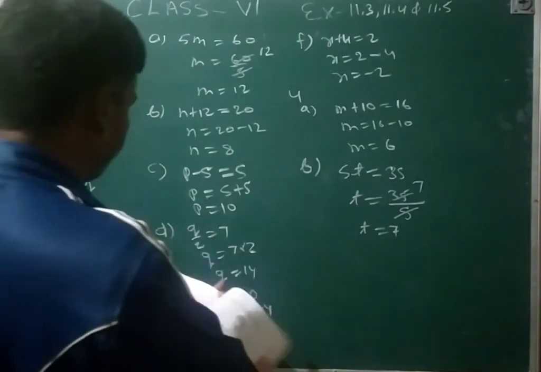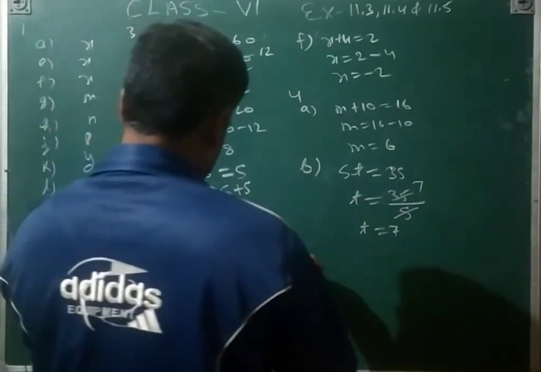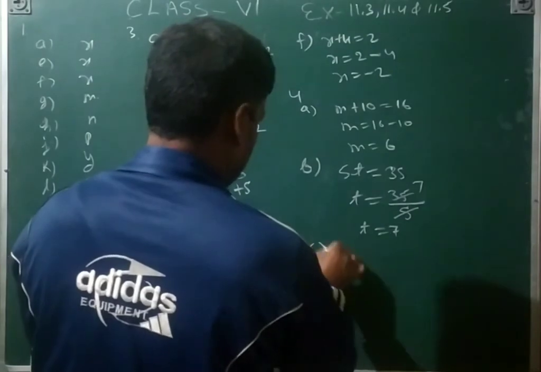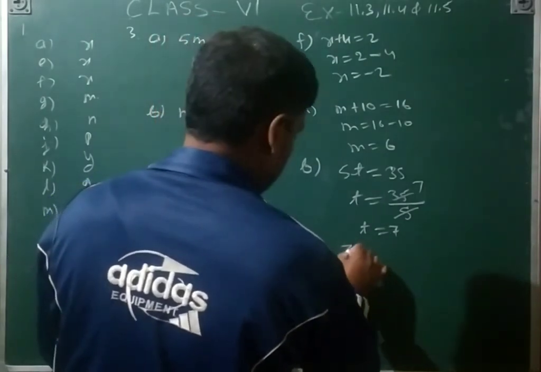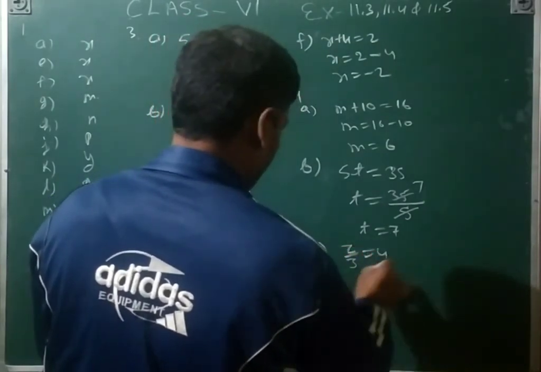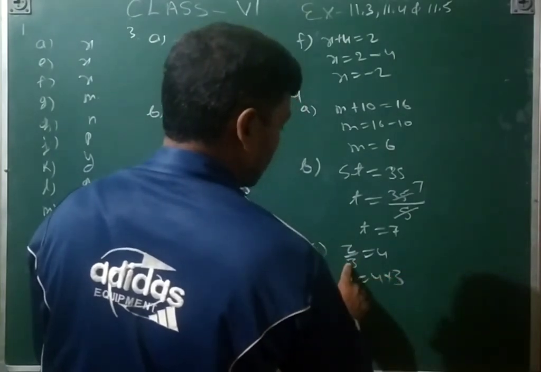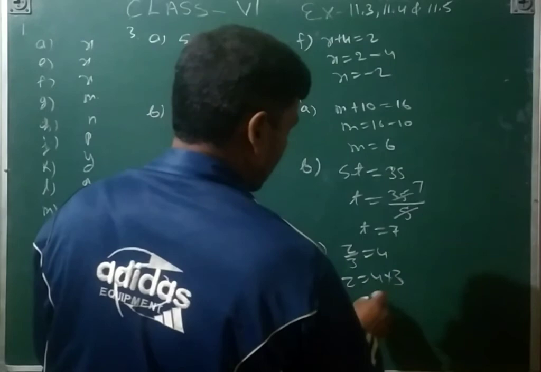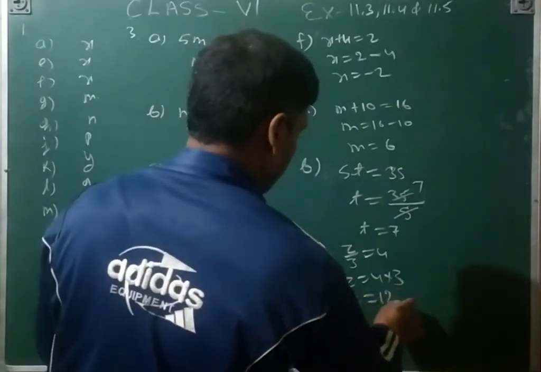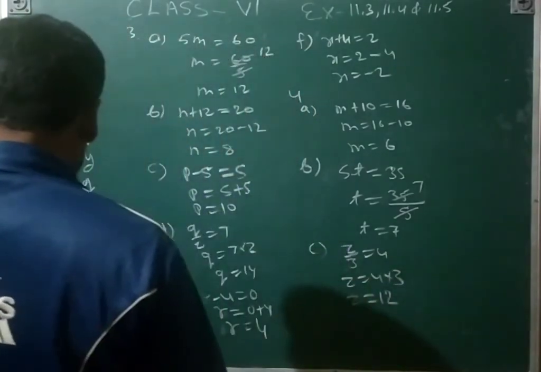And then C is there. z upon 3 is equal to 4. So z is equal to 4 multiply 3. After the interchange, divide goes to multiply. So z is equal to 12. So that is the answer 12.